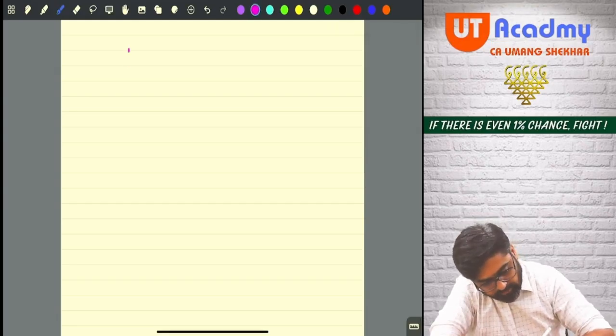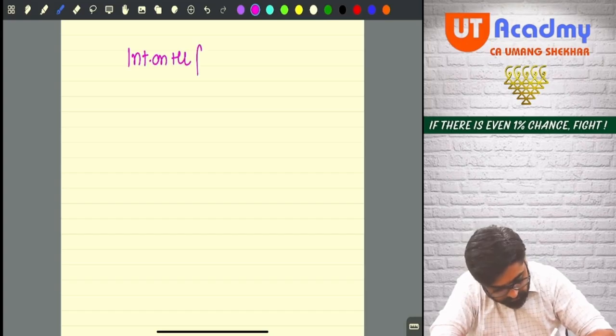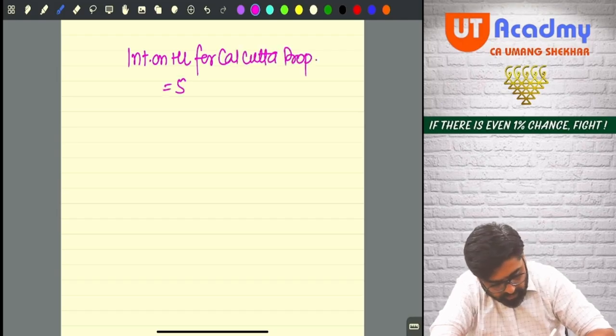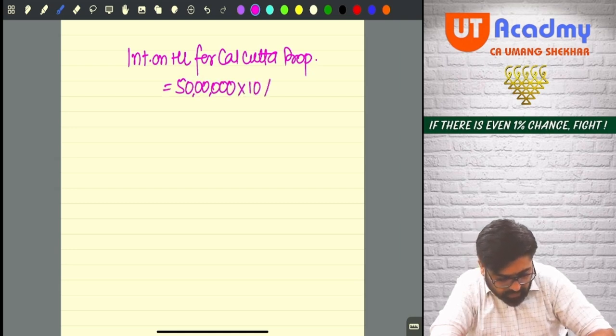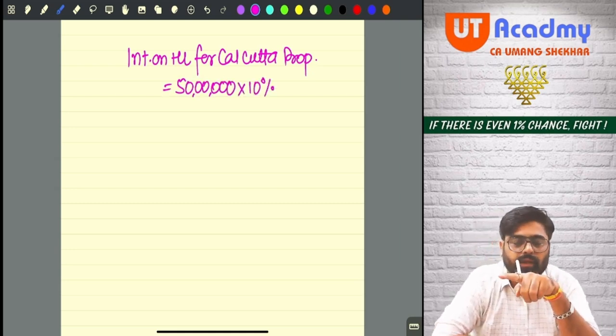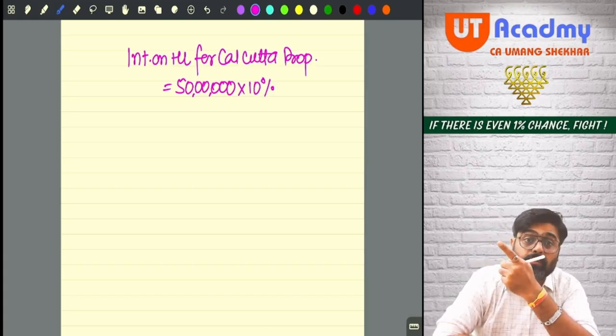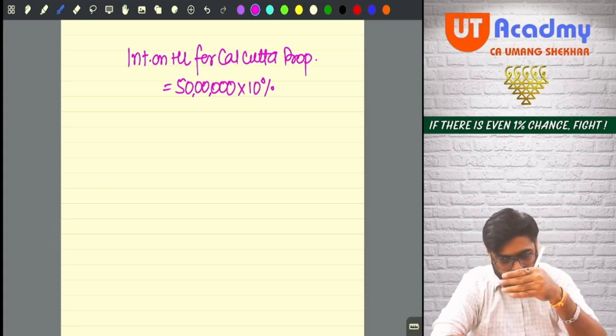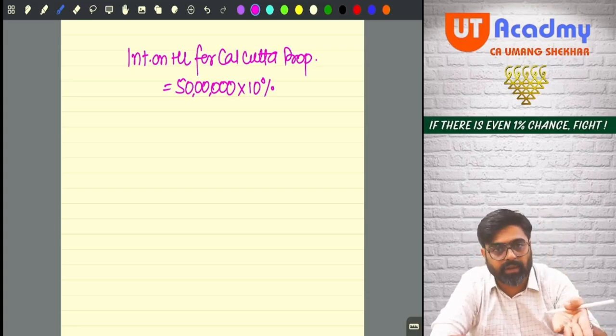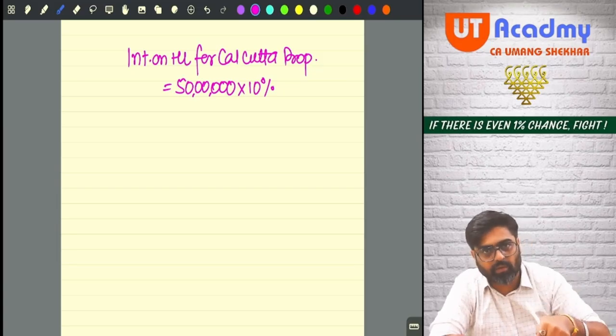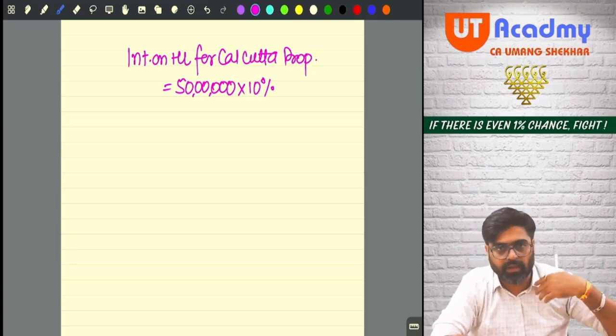Can I say interest on housing loan for Calcutta property will be 50 lakhs into 10%. See, the loan was taken on 1st April 23 to acquire the property. And if nothing is said, then this entire loan is still outstanding. So on this entire loan for 24-25 also, the interest I would have to pay.